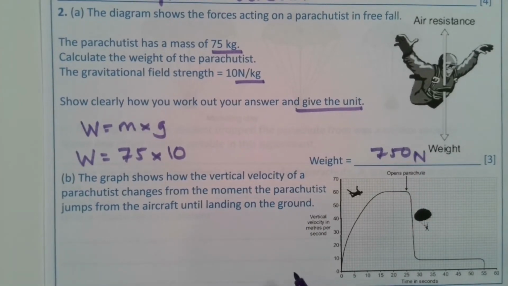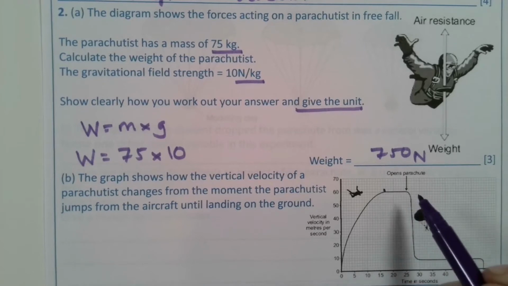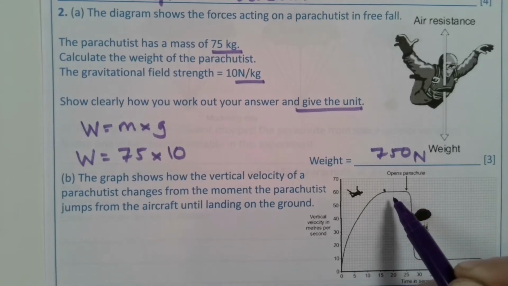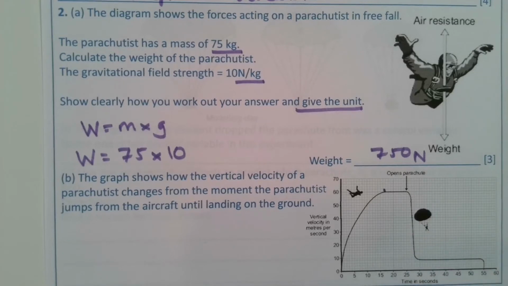The graph shows how the vertical velocity of a parachutist changes from the moment the parachutist jumps from the aircraft until landing on the ground. So we can see here that they're accelerating, but the rate of acceleration gets slower. At this point here, they reach a terminal velocity, which is approximately 60 meters per second, and they continue at a terminal velocity until they open their parachute. Their velocity then rapidly decreases until they reach a new terminal velocity at approximately just below 10 meters per second, which they continue at until they hit the ground and their velocity returns to 0.